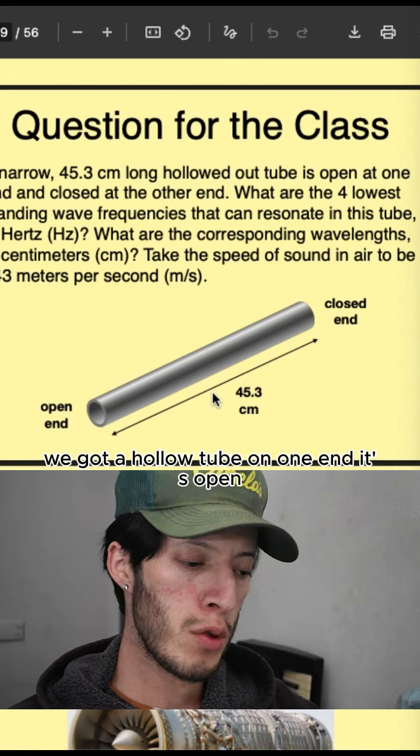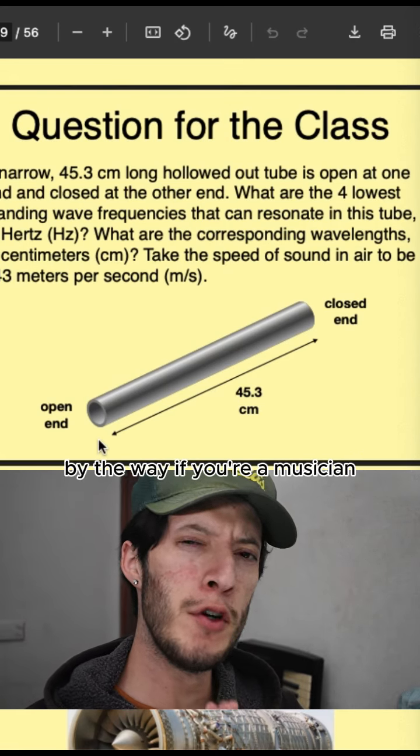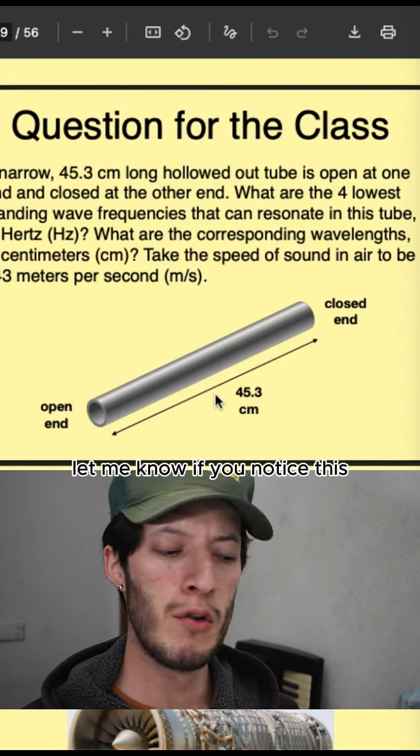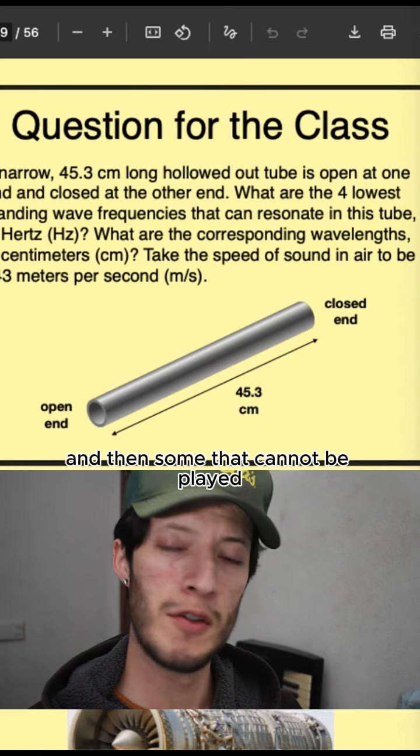We got a hollow tube. On one end, it's open. On the other end, it's closed. By the way, if you're a musician and you like wind instruments, let me know if you notice this: there are certain frequencies that can be played and then some that can't be played.